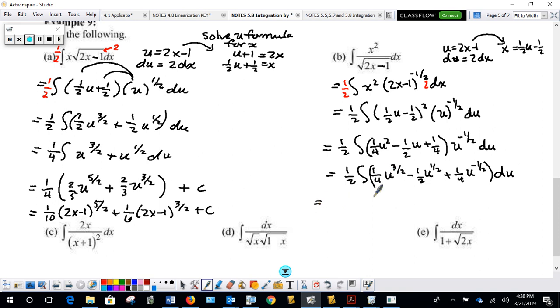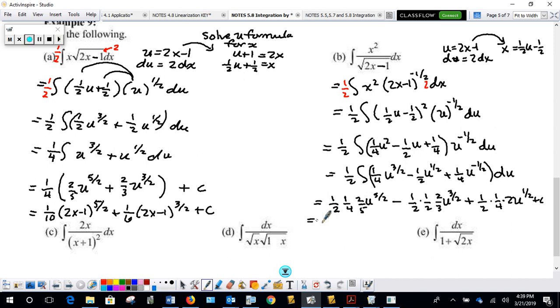So we would have our antiderivative. I'm just going to put the 1/2 with each one this time. So 1/2, we would have our 1/4. The u, add 1, 5/2, 2/5, minus the 1/2 from here, and then the power rule, add 1, 3/2, 2/3, plus the 1/2 from here, your 1/4, and then your power rule, add 1, and then divide by 1/2 is multiply by 2, and then plus c.